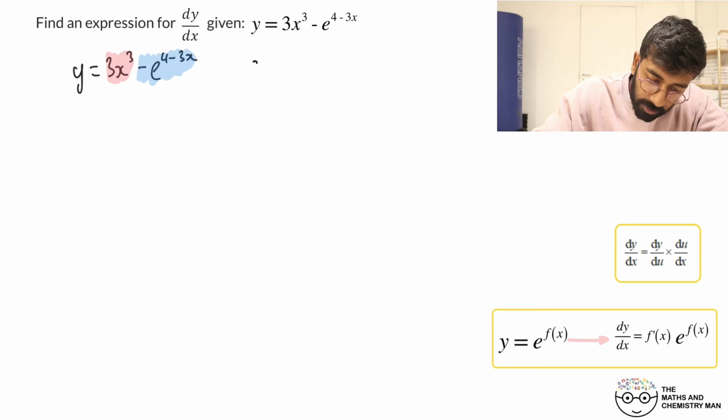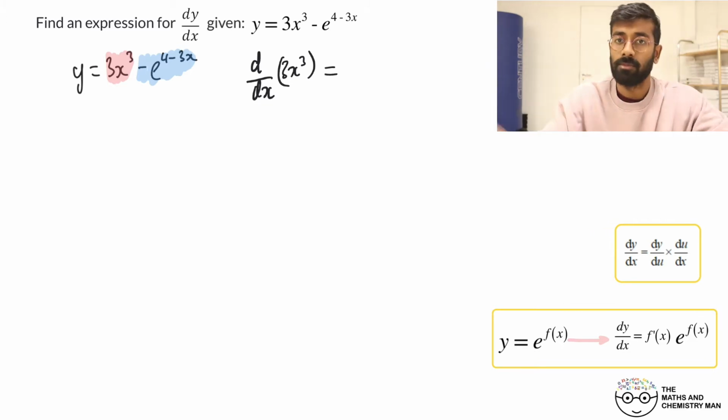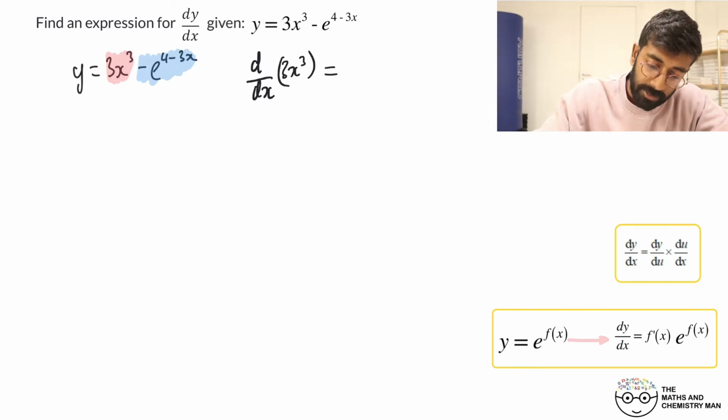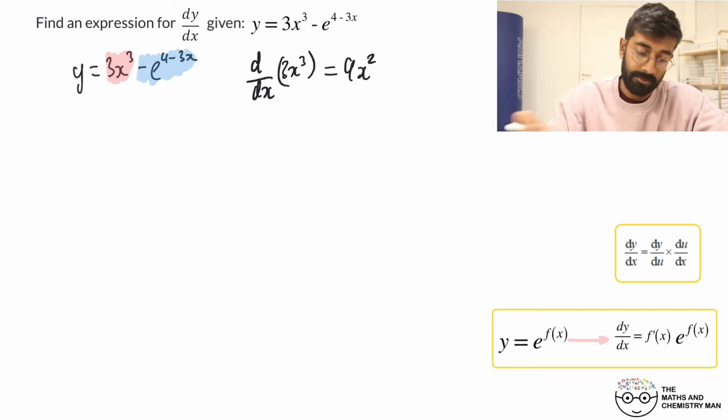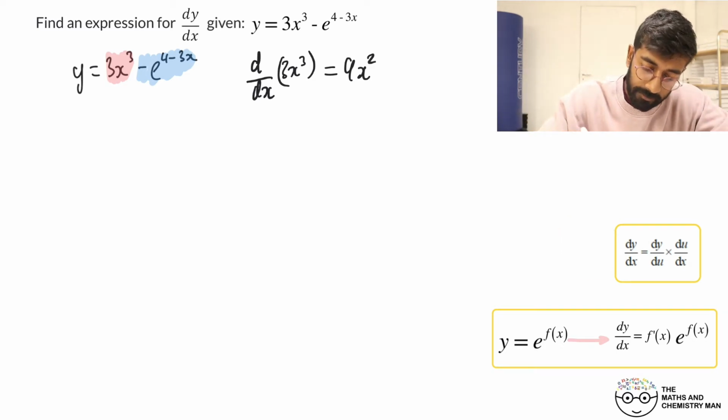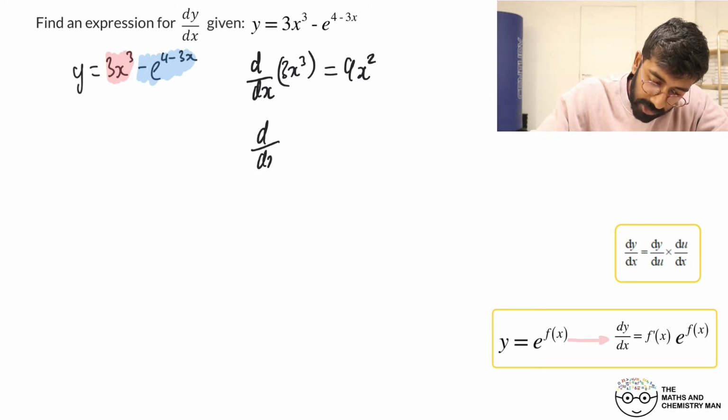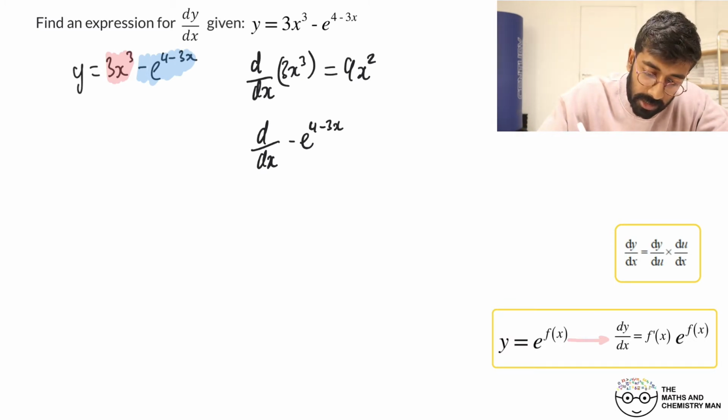So first thing we need to do is differentiate the 3x cubed. And so how do we differentiate 3x cubed? We multiply by the power, obviously, so that's 9x, and then drop the power by 1, so 9x squared. So that's good, we've got that, that's done. But then we need to differentiate the minus e to the minus 3x, or minus e to the 4 minus 3x.